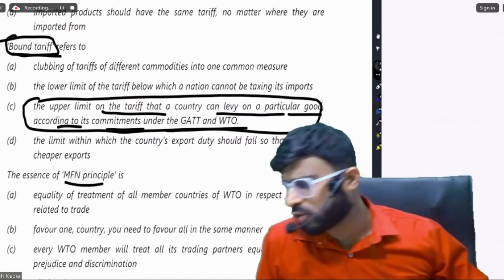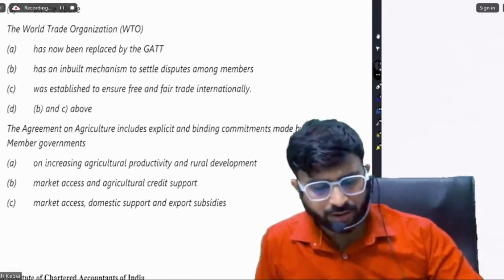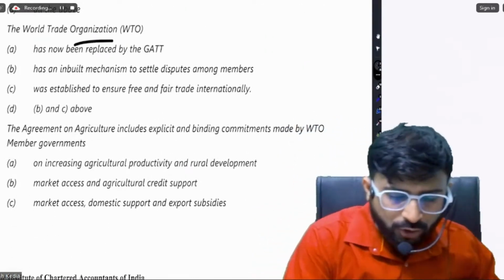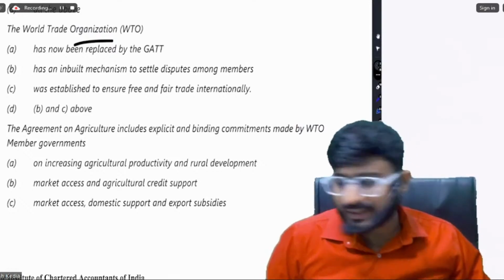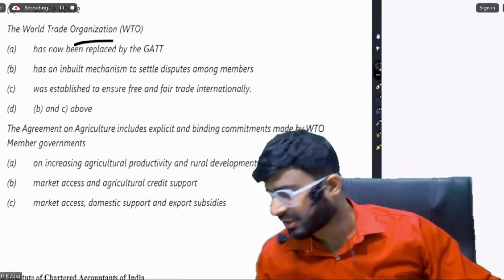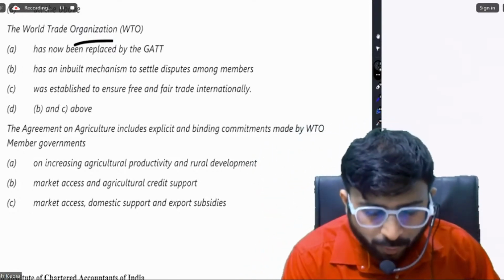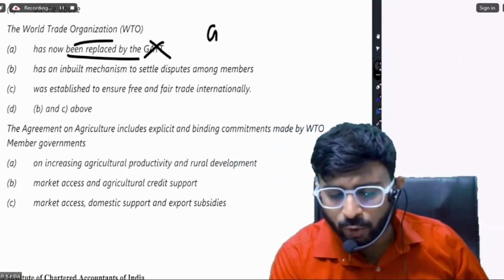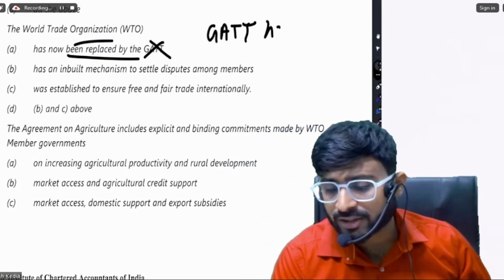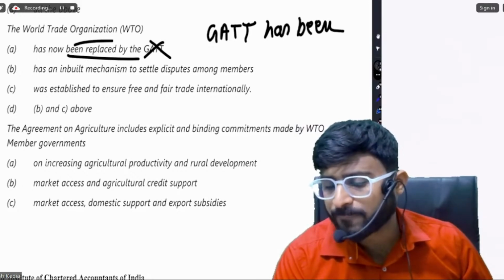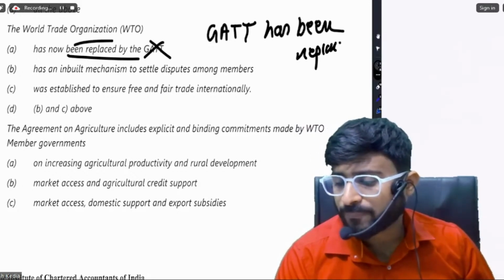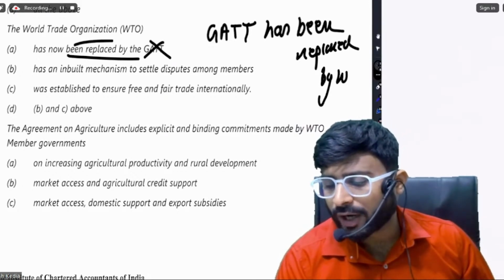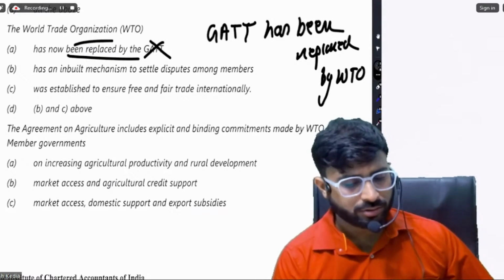MFN principle we have not done so far, so we are not discussing that. Okay. The WTO. Let's see the sixth one. Has now been replaced by GATT. Wrong. GATT has been replaced by WTO. The correct statement is GATT has been replaced by WTO and not the other way around.